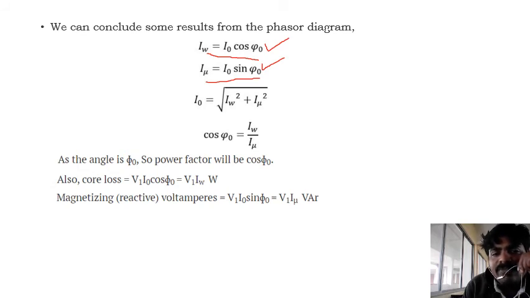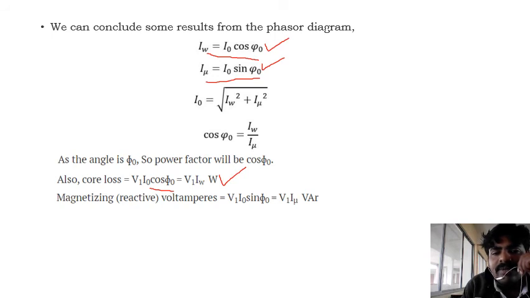And also here you can find the core loss. How can you represent the core loss component? This is V1 I naught cos phi naught. V1 is the supply voltage, I naught is the no load component of the current, and cos phi naught is the no load power factor. Then finally V1 I naught cos phi naught can be written as V1 IW. This is the core loss component of a transformer.